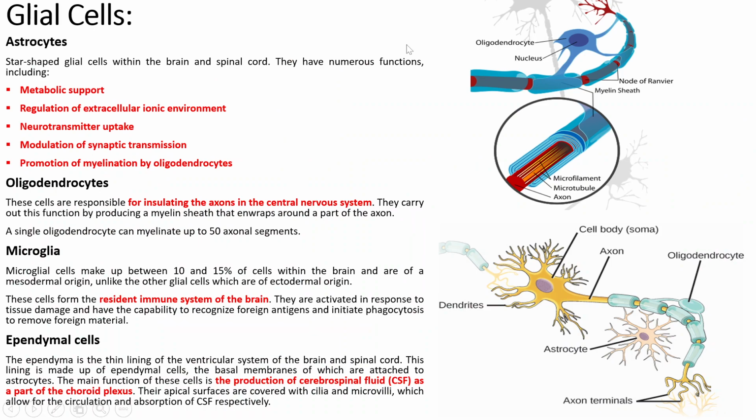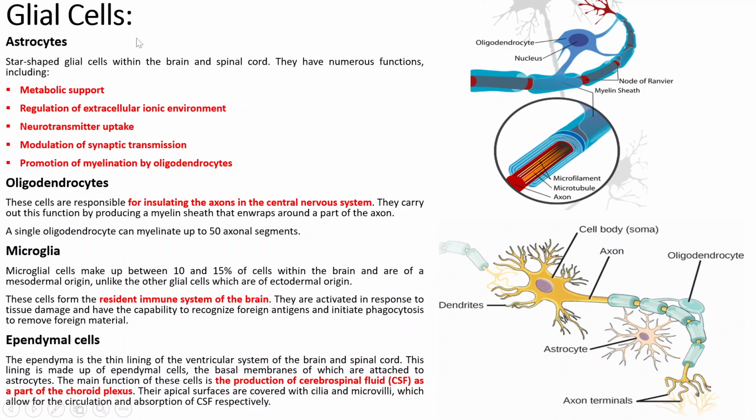So next we have the glial cells, which are the non-neuronal cells. The glial cells could be of different types. So we have the astrocyte, the oligodendrocyte, microglia, and the ependymal cells, and each of them has a different function. The oligodendrocytes, as I've already discussed, are responsible for myelination in the central nervous system, while the Schwann cells are responsible for myelination in the peripheral nervous system.